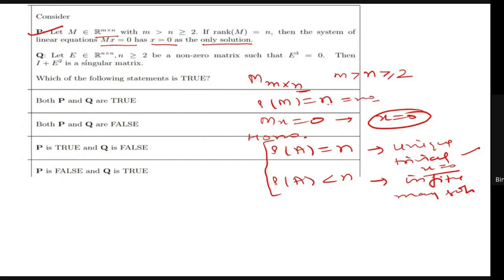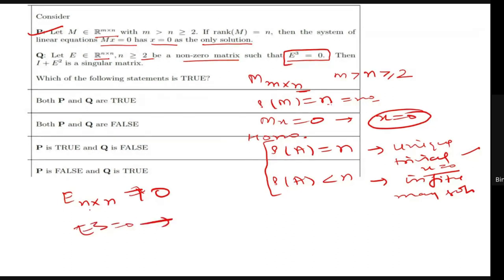Got it? Now what is the Q statement? Let E belong to R^(n×n), n×n matrices whose entries are from the real numbers, with n greater than or equal to 2, and E is a non-zero matrix, not equal to the zero matrix, such that E cubed equals 0. This is a non-zero matrix but its cube is 0. So we can say that this is a nilpotent matrix. Then I plus E square is a singular matrix.